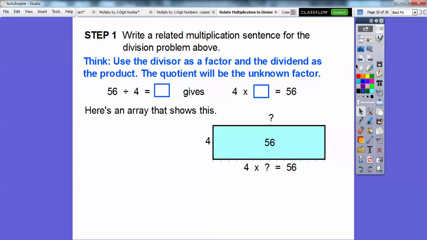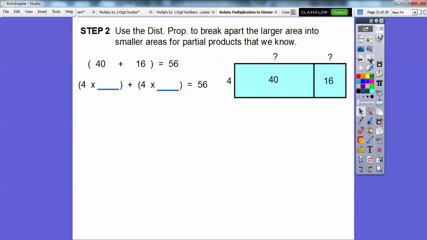Well, let's use the distributive property to break apart the larger area into smaller areas for partial products that we know. Okay, well, 56 also equals 40 plus 16. And 40 is a multiple of 4, and 16 is a multiple of 4. So by the distributive property, we can say 40 is 4 times what, and then 16 is 4 times what. That'll also equal 56 right there, okay? So 4 times 10 gives us this 40. 4 times 4 gives us this 16 right here. So that means that these lengths up here are going to be 10 and 4 right there, okay?